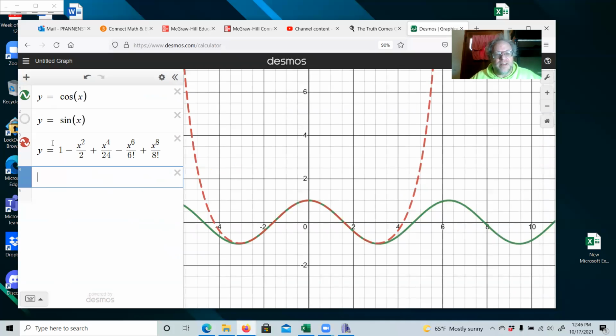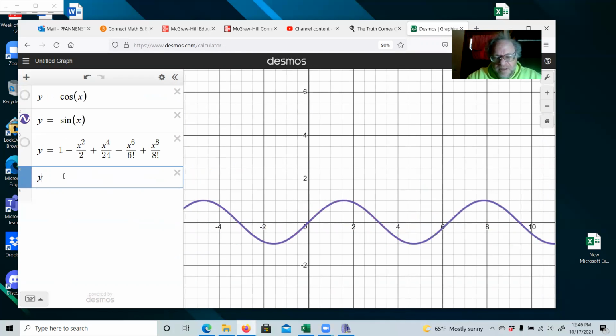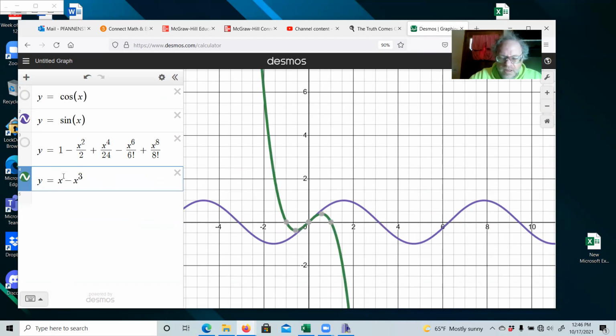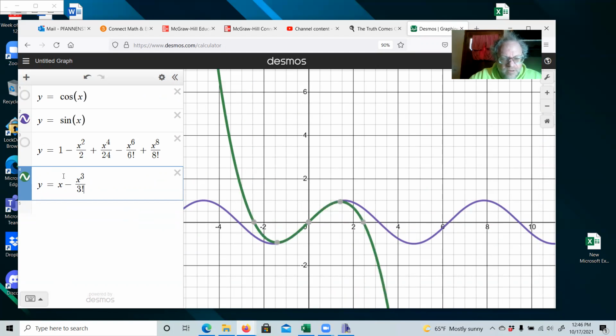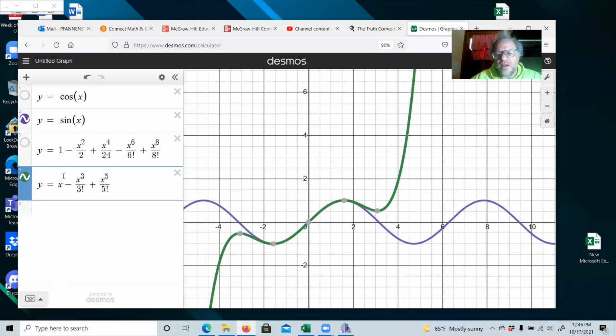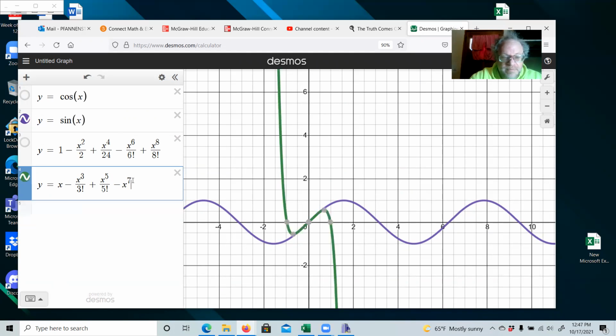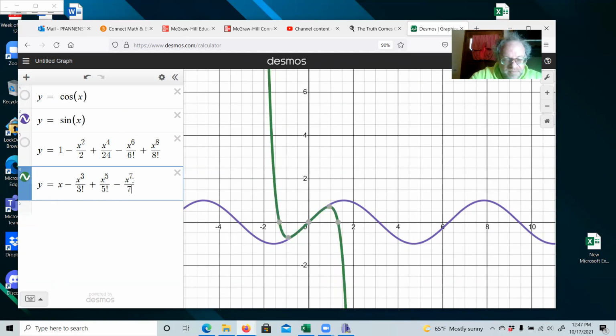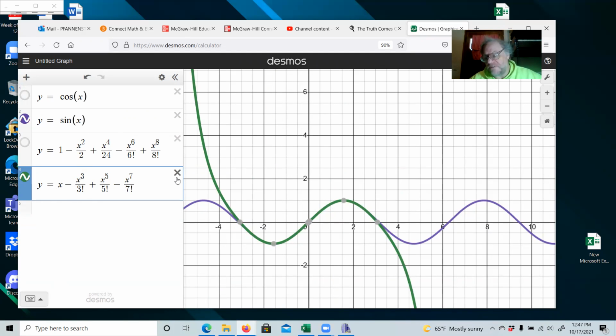Right? And just to let you know about sine, so get this, put this back in. We have y is equal to x, minus x cubed over 3 factorial, plus x to the 5th over 5 factorial. Do you see how this is getting closer and closer to approximating sine? All of these exponents are odd, every one of them. 1, 3, 5, 7. Sine is an odd function. So that's what we use to approximate these things.